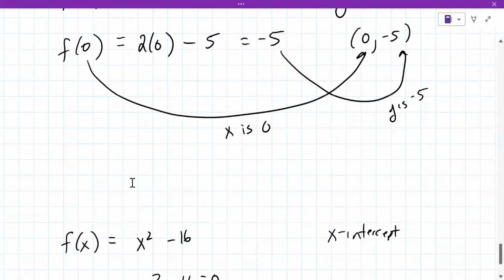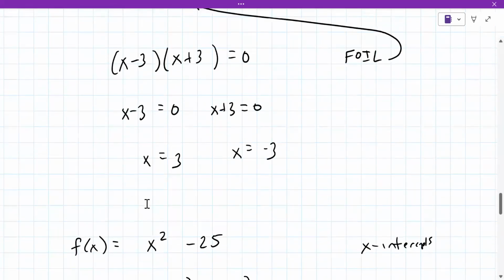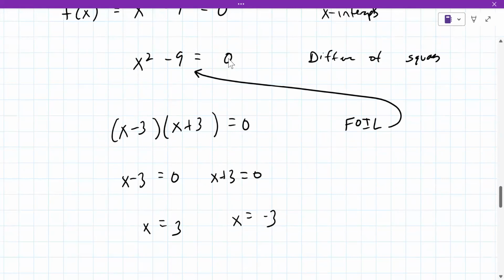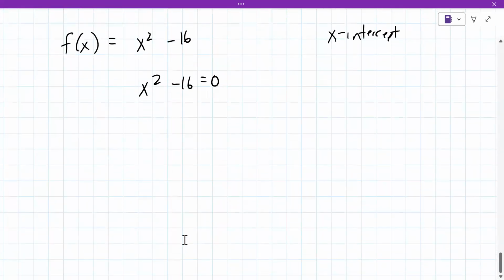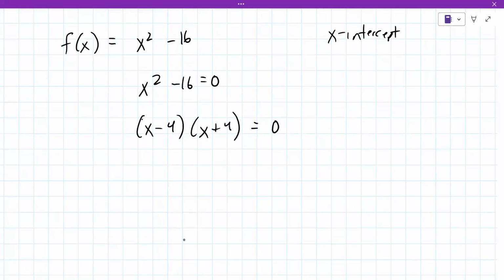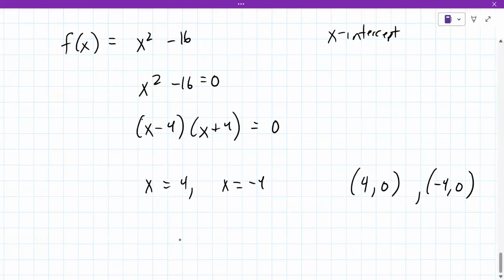Nope. Let's go back and look. We did two problems like this. We did this first problem, x squared minus 9 equals 0. Oh, yeah, I see now. It's these two. Same thing down here. It would be x minus 4, x plus 4. Good. And it would end up being x equals 4 and x equals negative 4. If we were to write these as ordered pairs, it'd be 4, 0 and negative 4, 0. Yeah, good.